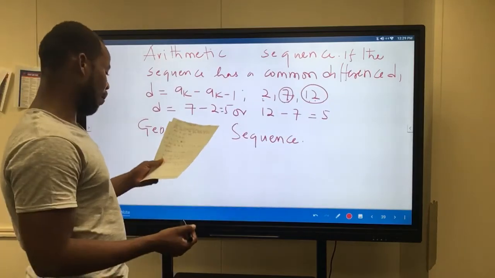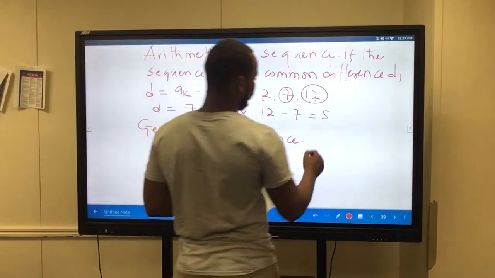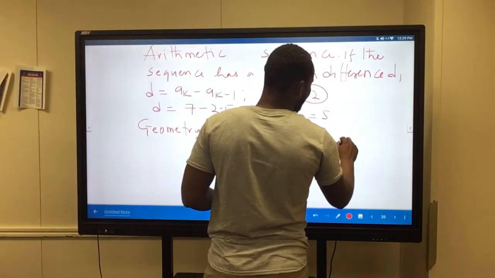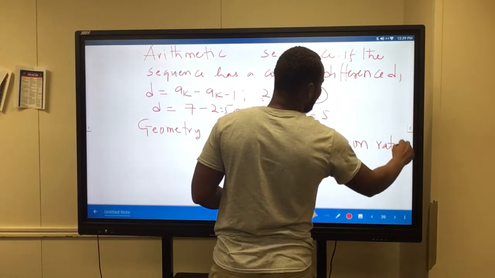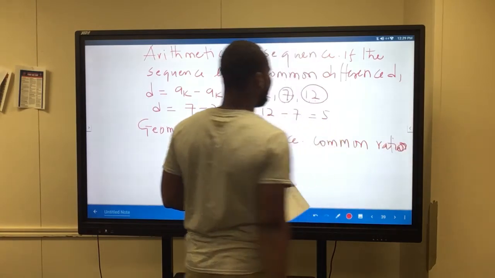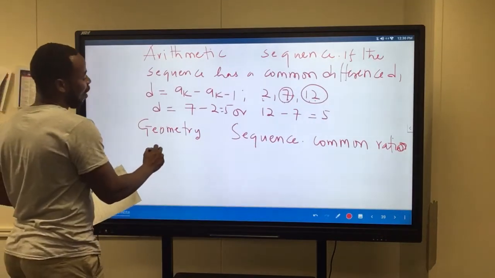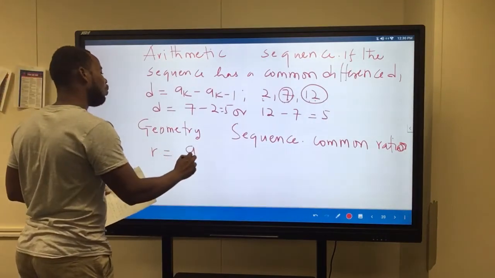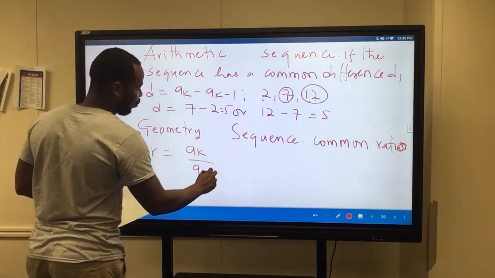Now let's look at an example of a geometric sequence. This one has to do with a common ratio. If there is a common ratio, we call it a geometric sequence. Now, what's the common ratio? R is equal to a_k divided by a_(k-1).